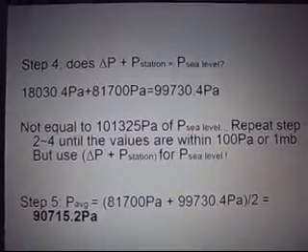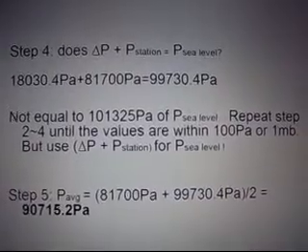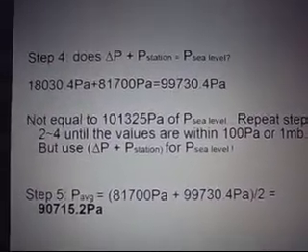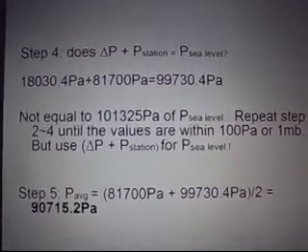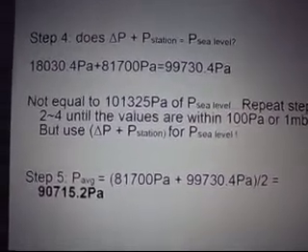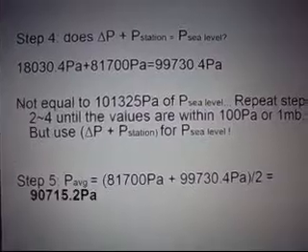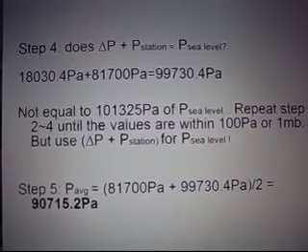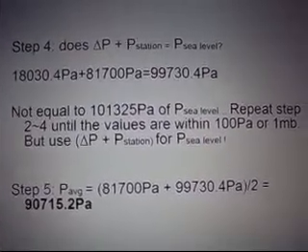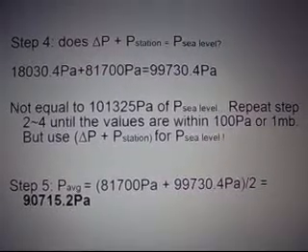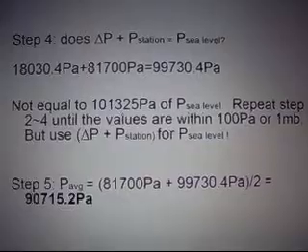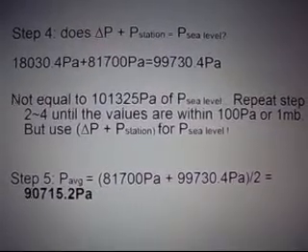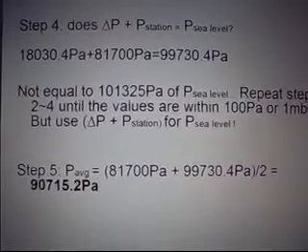In that case, if it's not within the range, we have to repeat steps 2 to 4 until we hit on a value that lies within the range. However, in our subsequent calculations, we're not going to use the same sea level value. We're going to use the sum of delta P and the pressure at the station to substitute sea level.